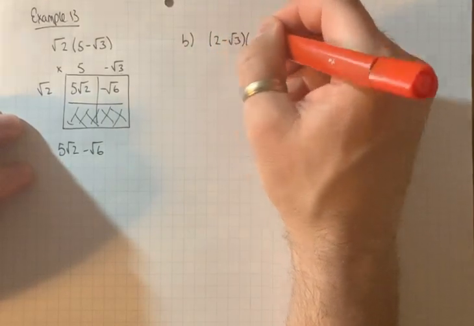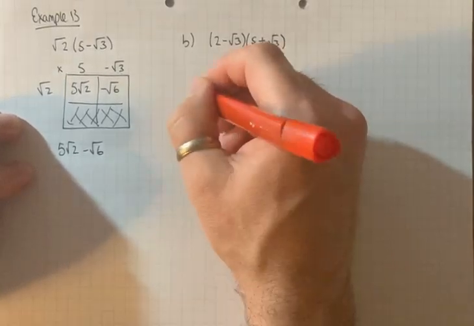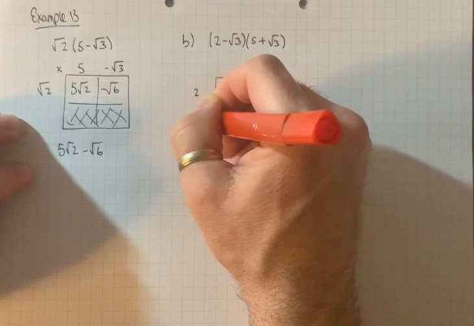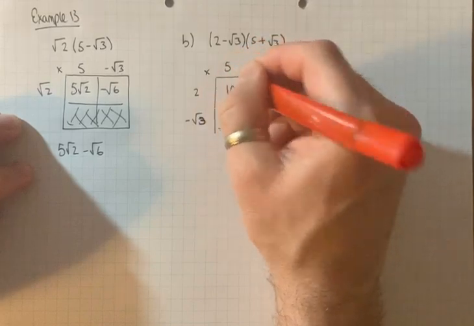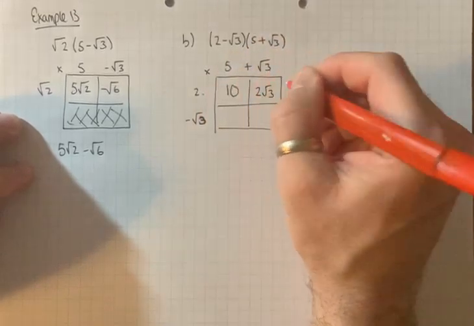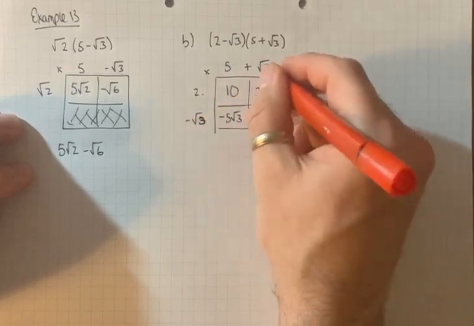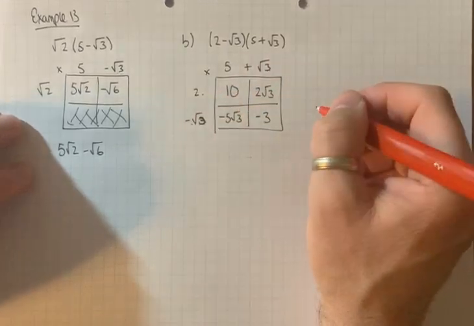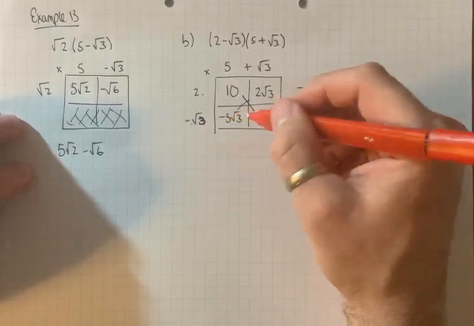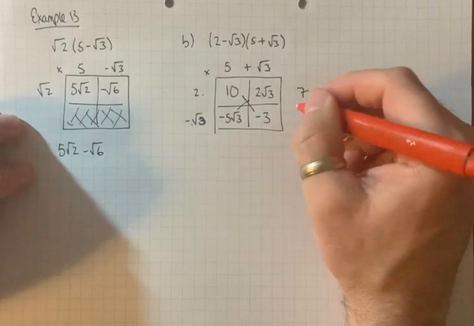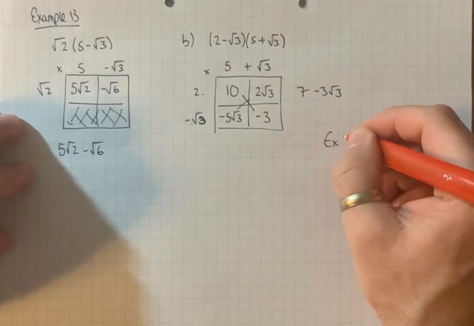B. 2 minus root 3 times 5 plus root 3. Five times 2 is 10. 2 lots of root 3, simply 2 root 3. 5 lots of root 3 is 5 root 3, it's minus. Root 3 times root 3 is 3, minus. So those combine to give you 7. Those combine to give you 2 root 3 take 5 root 3, it's minus 3 root 3. You've got minus 3 lots of this thing called root 3. Okay, that's all the examples up to exercise 1A.